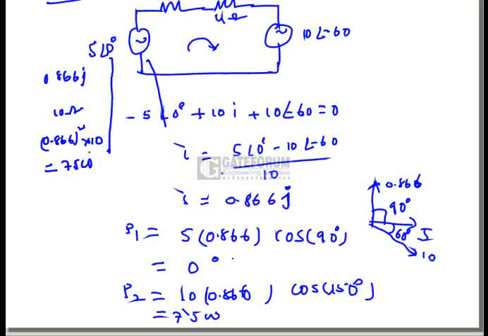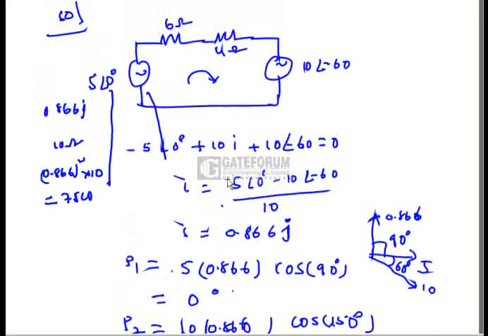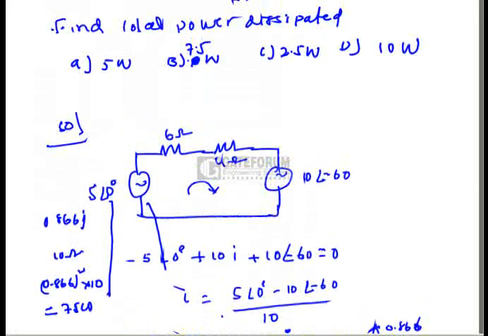We can do it another way also. If you sum up P1 and P2, we get 7.5 watts. That means in the network, the total power generation is always equal to the total power consumption. So we can find the total power with the help of the voltage sources, or we can find the current and then the loss, the total power consumed, that is 0.866 whole squared into 10 watts. So the answer is 7.5 watts, and we have to go for option B.